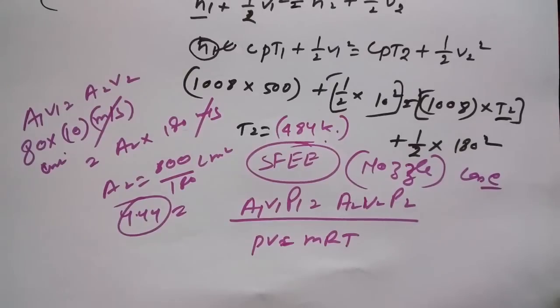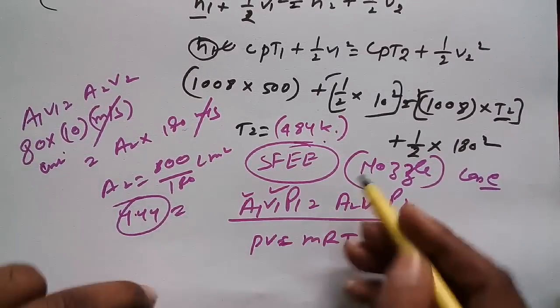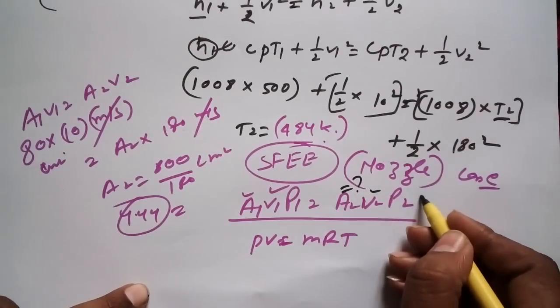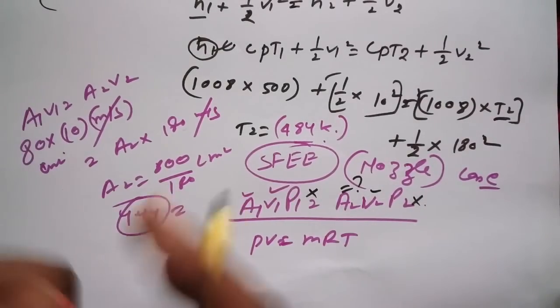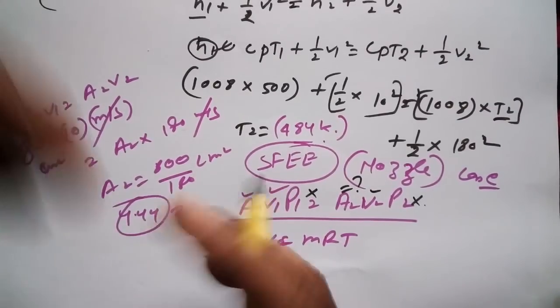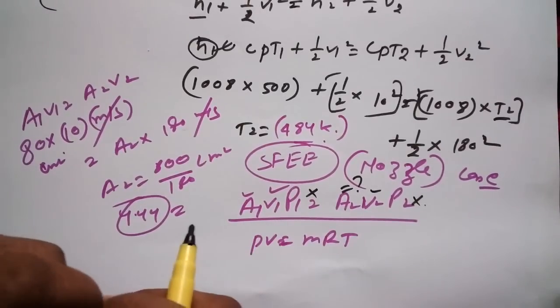Why am I telling you to use this formula? Because we know A1, we know V1, we know V2, and we need to find A2, but we don't know rho 2 and rho 1. So what method or option do we have to find rho 1 and rho 2, so that finally we can find A2? That is exactly what I am going to share with you.